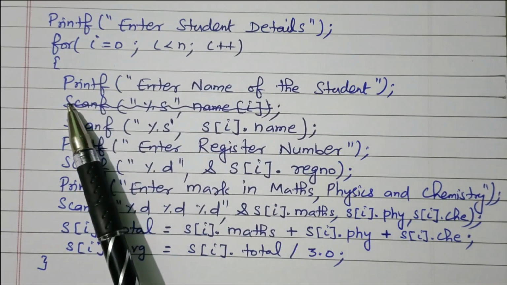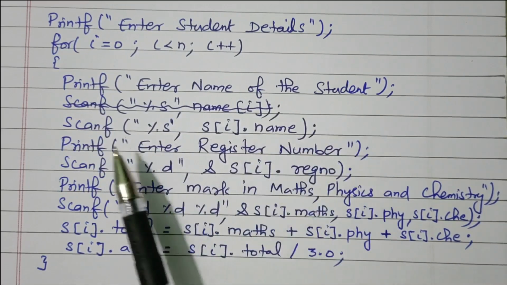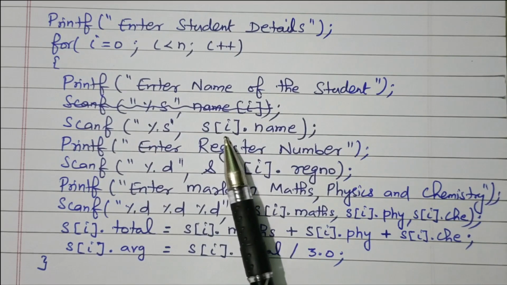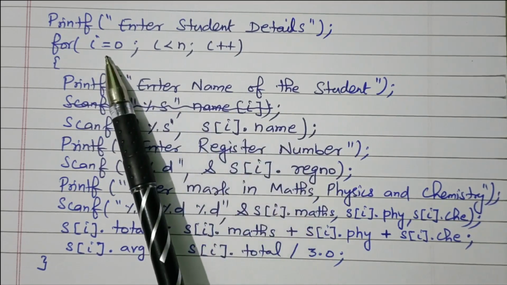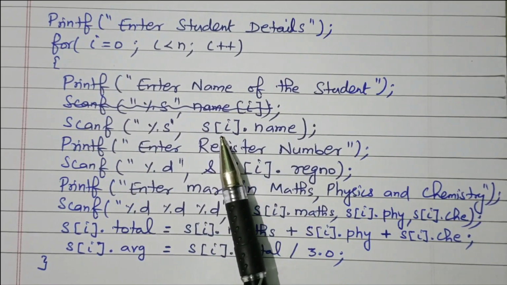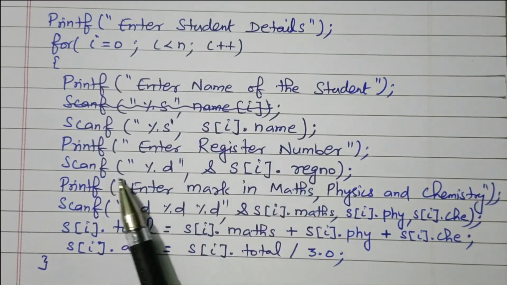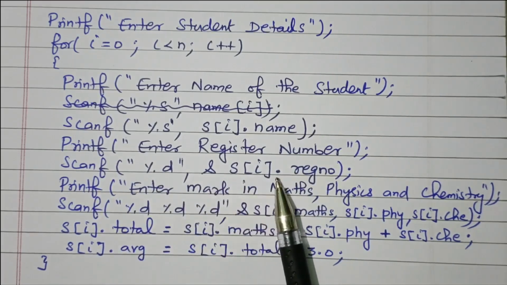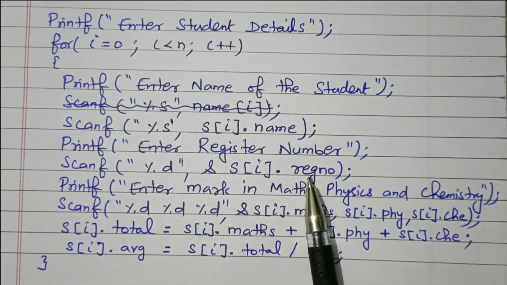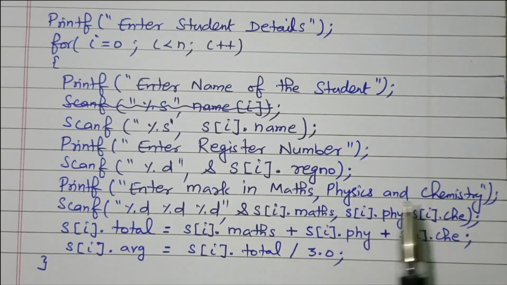Right. Inside the loop we can get the details. Printf "enter name of the student". Scanf "%s", s of i dot name. Initially i is 0, so s of 0. s of 0 means it refers to the first student's name. Enter register number, %d and s of i dot register number. That is s of 0 dot register number. First student's register number.